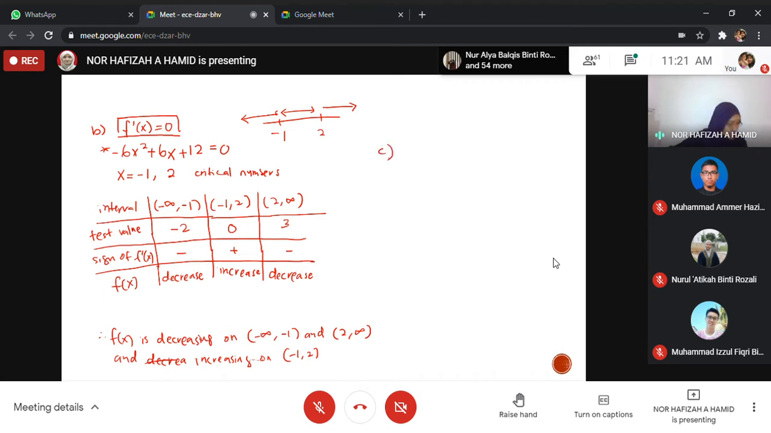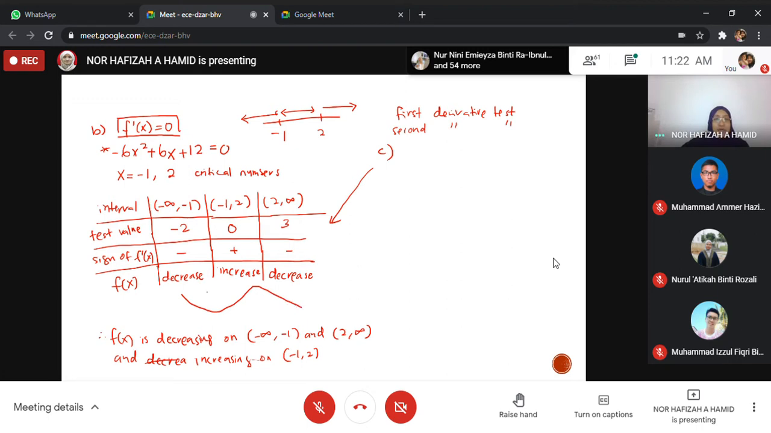Next, for C, you need to find the maximum and minimum. For the relative maximum and minimum, if you refer back to the previous lecture, we have two methods. You can use the first derivative test, and we can use the second derivative test. Here I use the first derivative test first. For the first derivative test we refer back to the sign diagram. Based on the sign diagram, we have decrease, then increase, then decrease again.